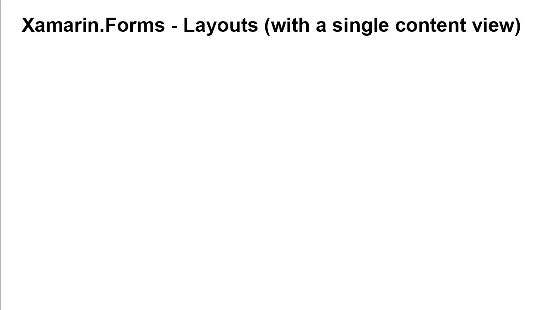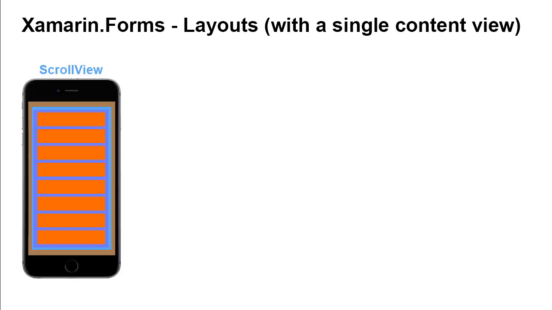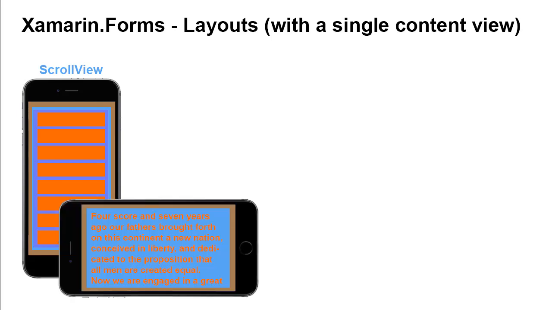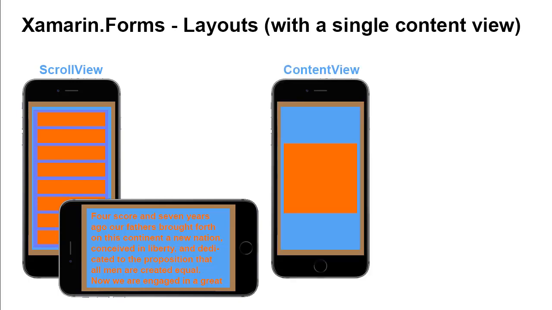Then we have layouts with just a single content. A scroll view might contain a stack layout, and the only child of the scroll view is the stack layout, but the stack layout can have multiple children. Scroll views are often used for text, where we want to have a lot of text presented that doesn't fit on the screen, and you can scroll through the text. The content view allows one object. Again, that can be a container that contains multiple objects.